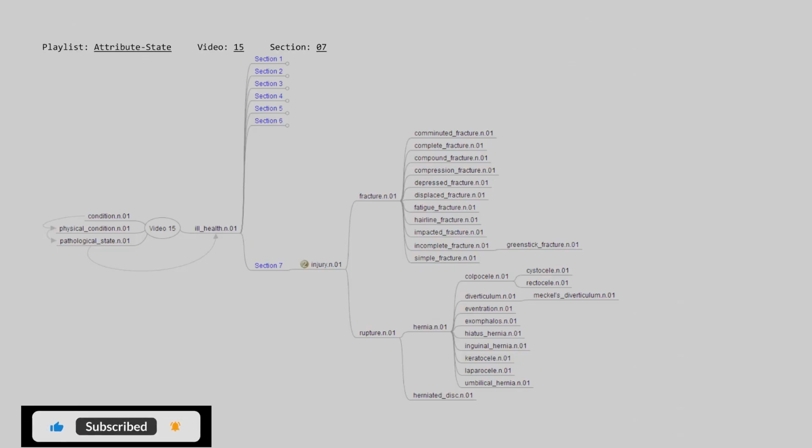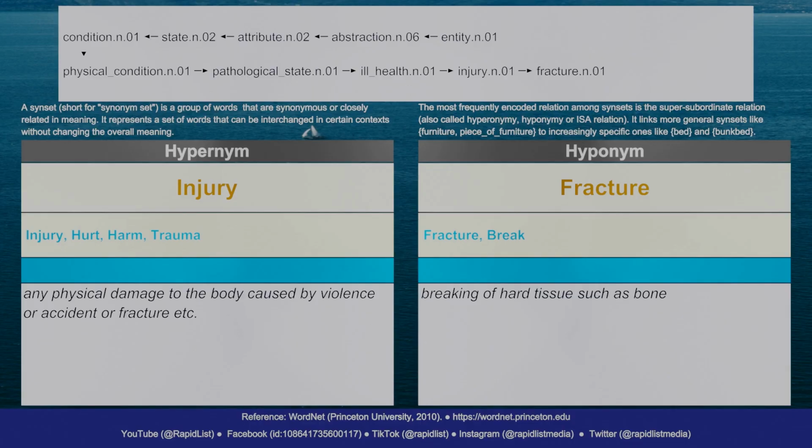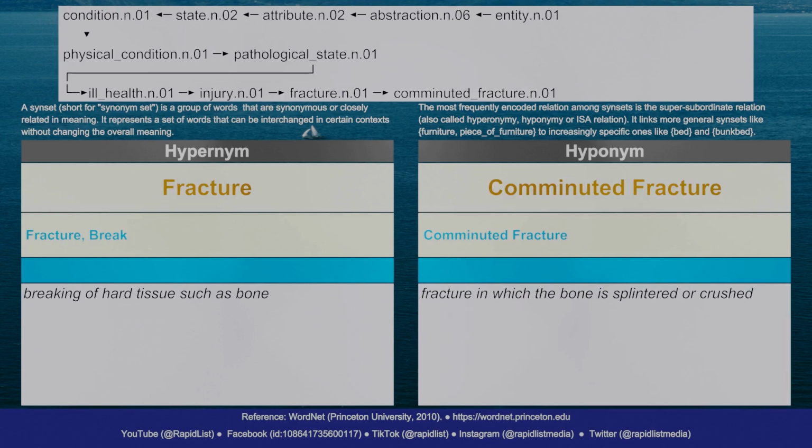Section 7. In this section, we will explore fracture and rupture. Fracture. Breaking of hard tissues such as bone. The break seems to have been caused by a fall. Comminuted fracture. Fracture in which the bone is splintered or crushed.